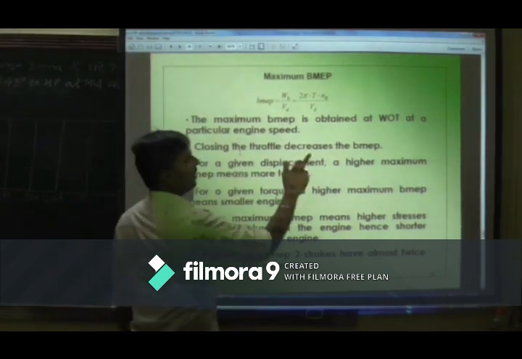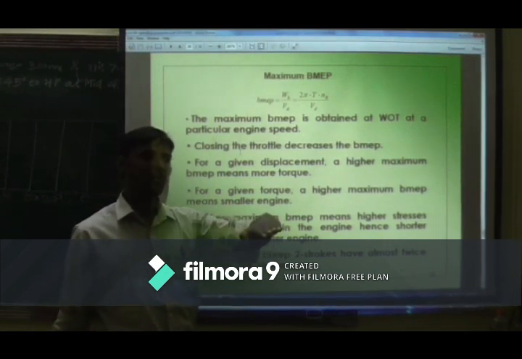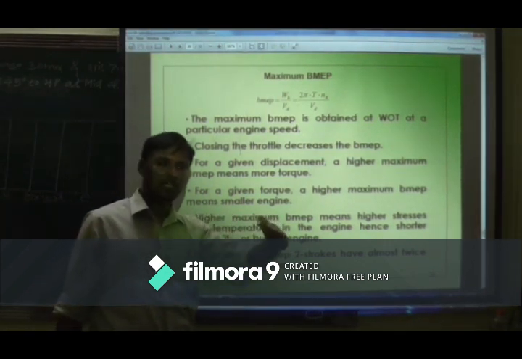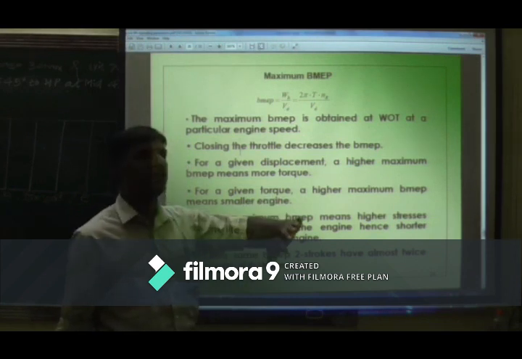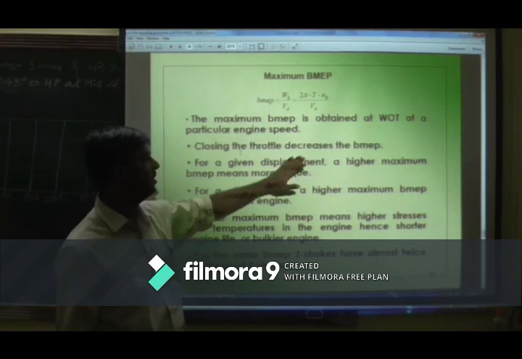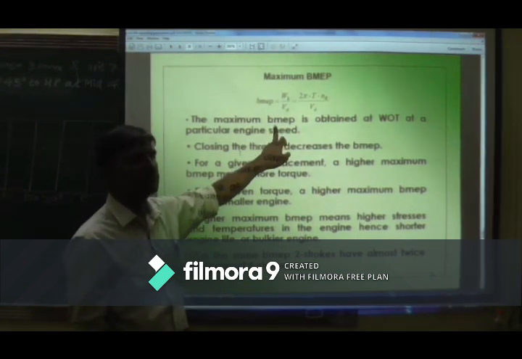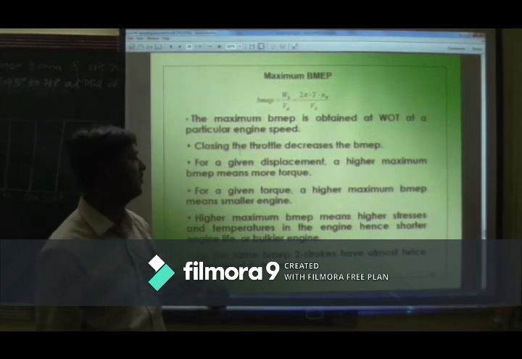Closing the throttle decreases BMEP. As we are going to close that throttle, means as we are going to decelerate, less fuel we are going to introduce, less power will get produced in the engine, because at that time pressure will be less, average pressure will be less, and less combustion will happen.